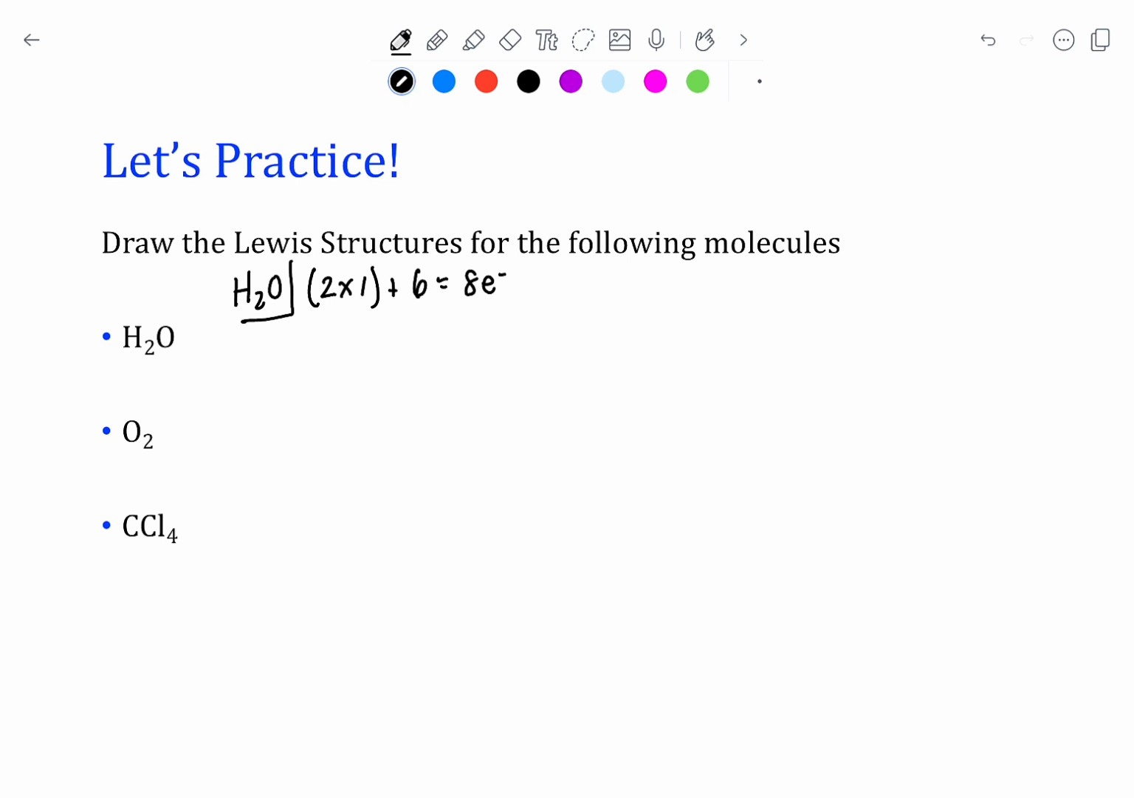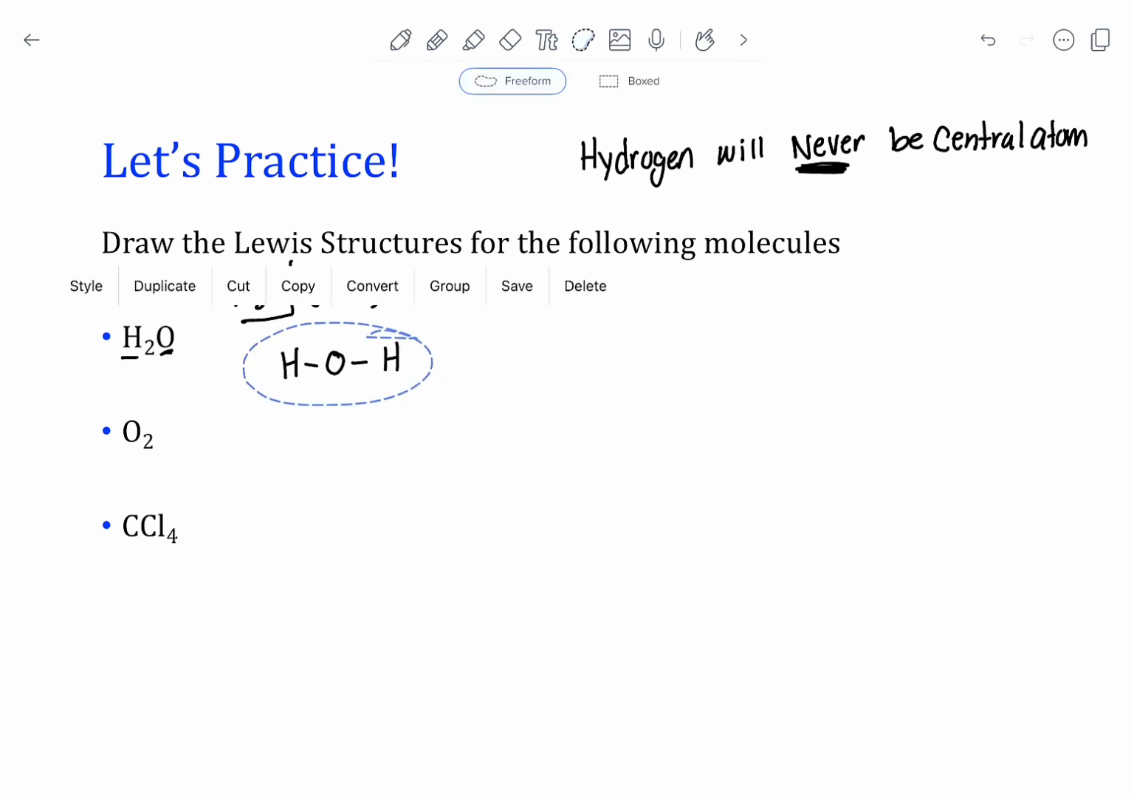Now here's a case where hydrogen is not going to be our central atom. Remember I said if hydrogen comes first, it is not the central atom. I'll write it again. Hydrogen will never be central atom. Okay, so oxygen is going to be our central atom here, and it's going to be surrounded by our hydrogens, which we're going to connect with bonds. I'm just going to move this over.